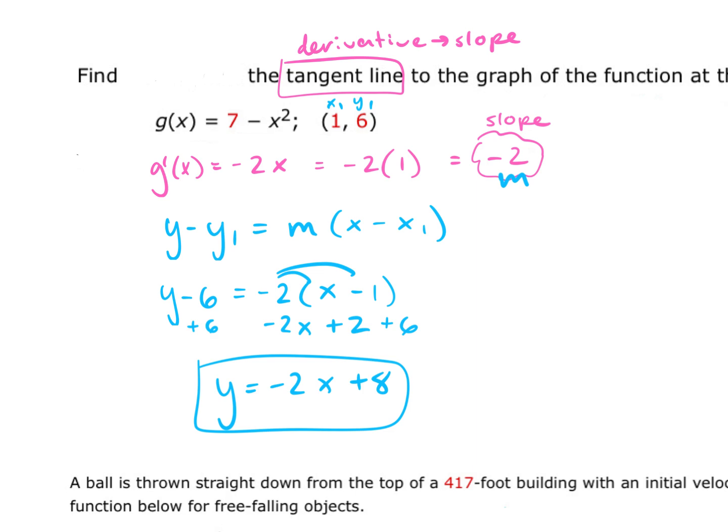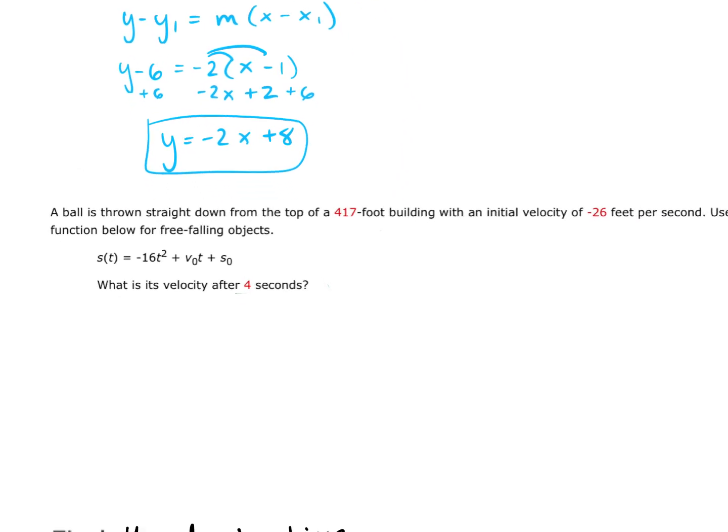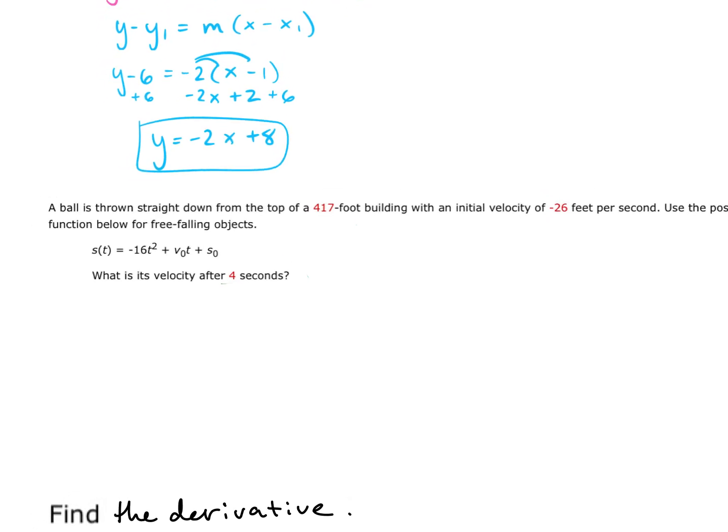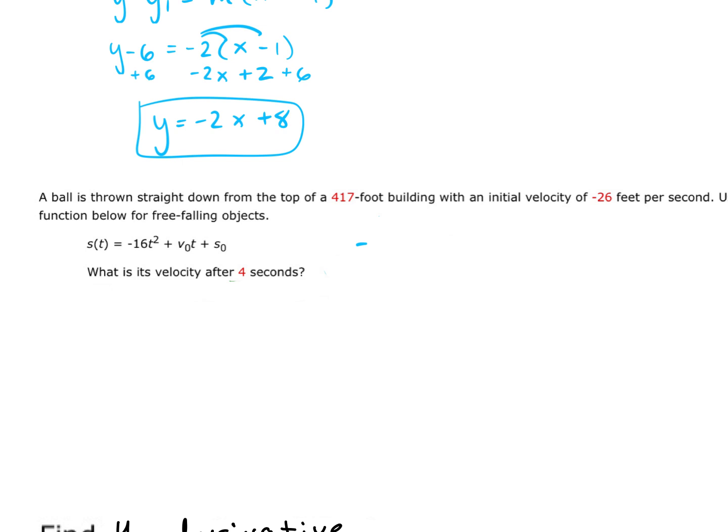All right, let's look at the second question. A ball is thrown straight down from the top of a 417-foot building with an initial velocity of negative 26 feet per second. Use the position function below for free-falling objects. So we have negative 16t squared plus our initial velocity here gives it to us. So we're going to plug that in. So this is actually minus 26t plus our initial position, which is 417.